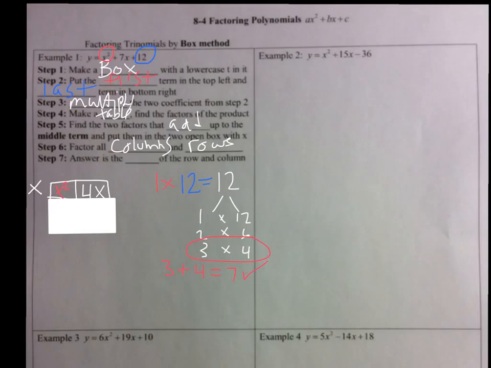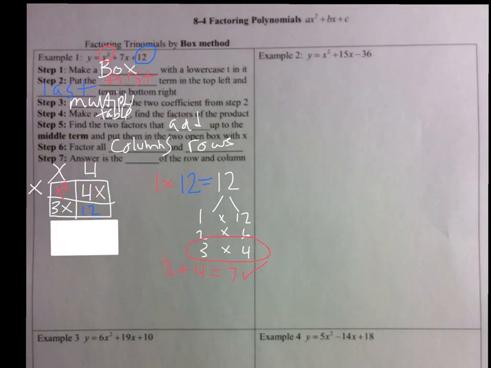After you do that, you want to ask yourself, x times what will give you x squared? And the only term that will multiply to get you x squared is x. So I'm going to put an x on top. So x times x will give us x squared. Alright, the next thing you want to do is ask yourself, x times what number will give us 4x? The only value that will give us 4x will be 4. So x times 4 will give us 4x.